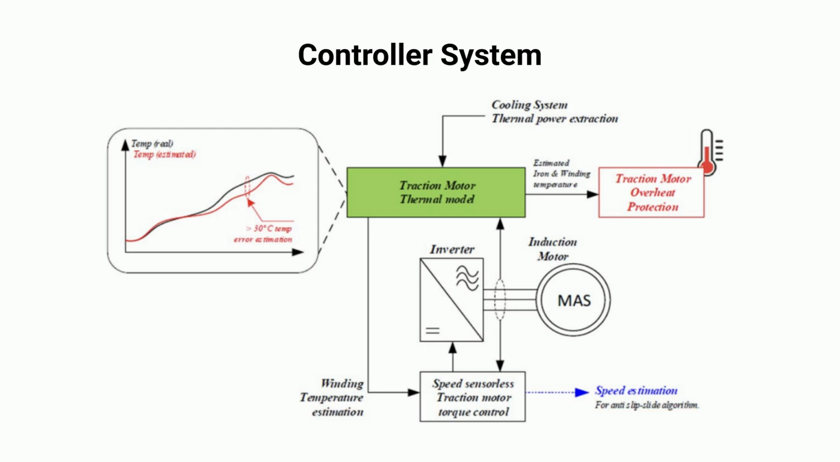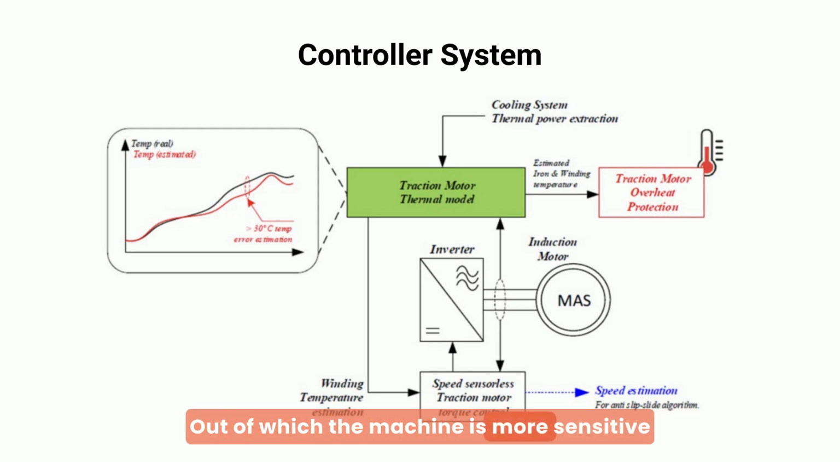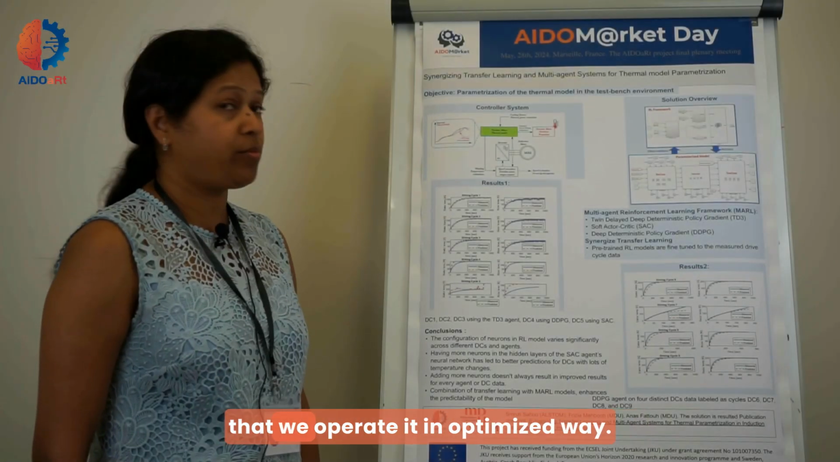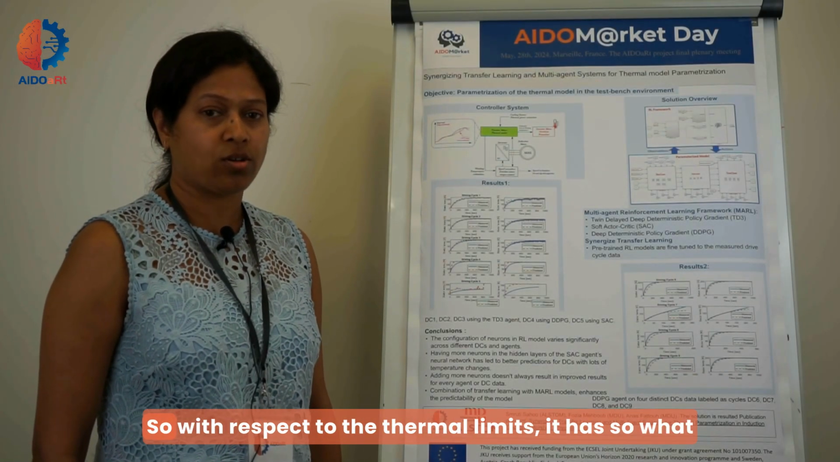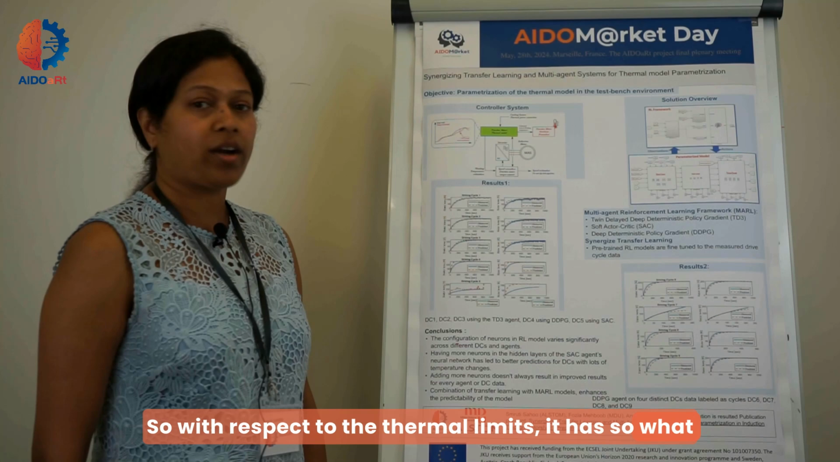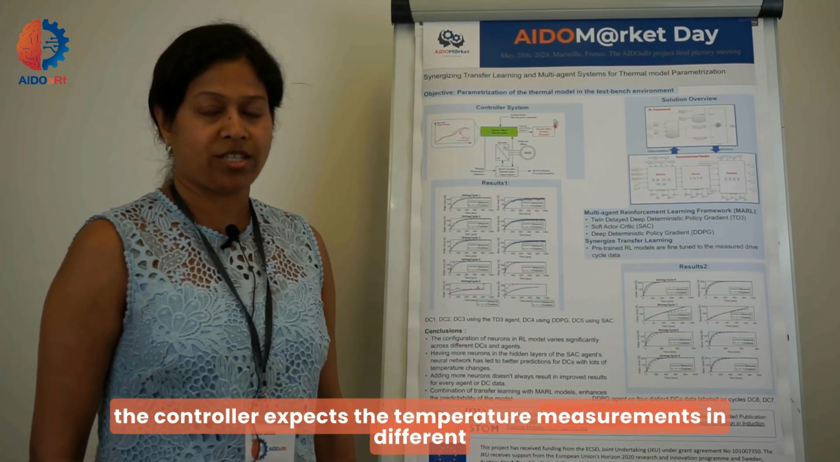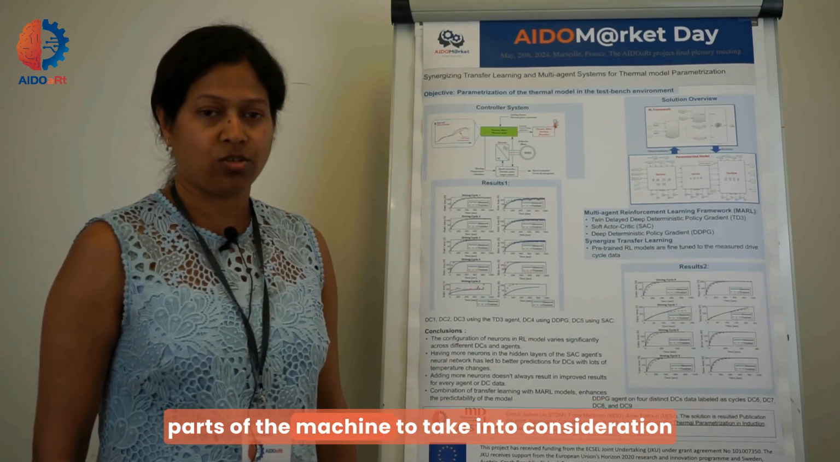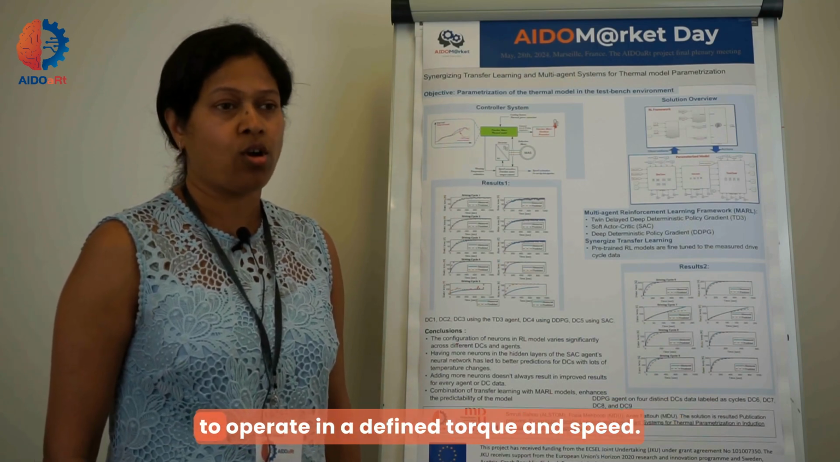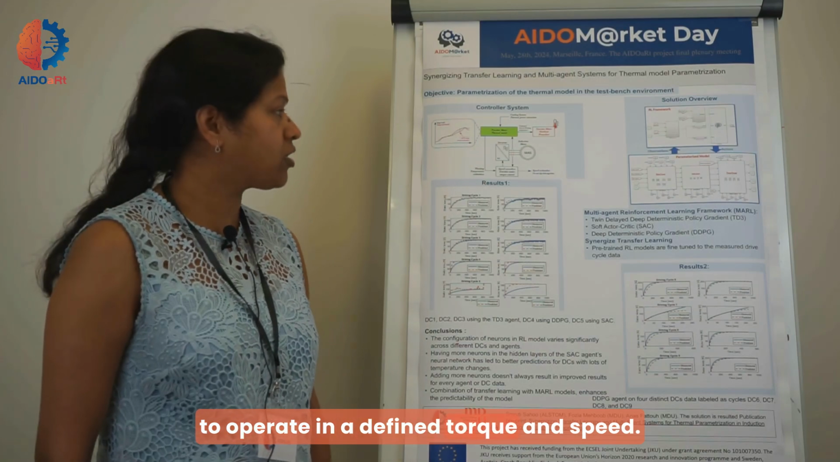the drive system, out of which the machine is more sensitive to overstress, and we try to check the temperature at the machine so that we operate it in an optimized way with respect to the thermal limits it has. So the controller expects temperature measurements in different parts of the machine to take into consideration in the signals it sends to the machine to operate at a defined torque and speed.